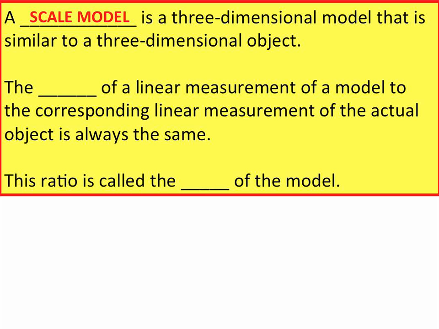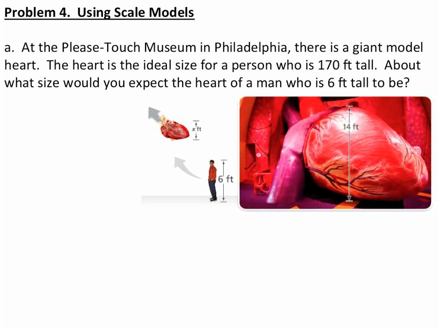A scale model is a three-dimensional model that is similar to a three-dimensional object. The ratio of the linear measurement of the model to the corresponding linear measurement of the actual object is always the same. This ratio is called the scale of the model. So instead of a scale drawing, now you have a scale model. It's an actual three-dimensional thing.